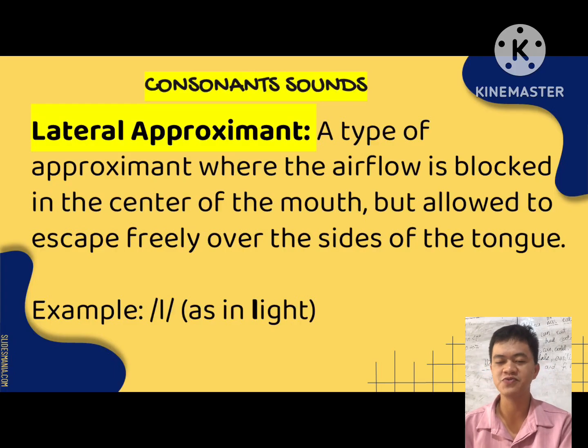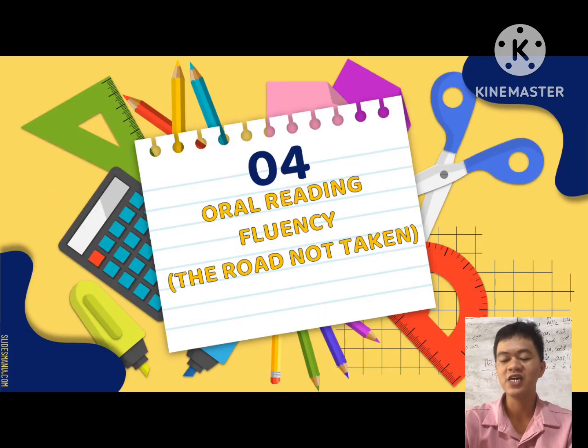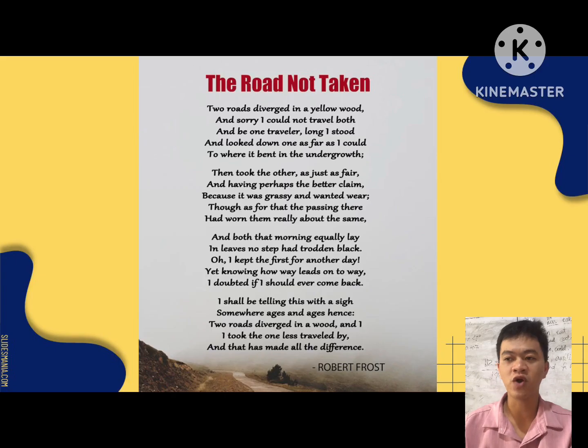Okay, very good, students. We're done discussing the sound system of the vowels and consonant sounds. So at this point, we're going to have the oral reading fluency, which is from the poem The Road Not Taken. So I will read a poem out loud, focusing on the clear natural flow. So you're going to pay attention to the vowel sounds and try to articulate the consonant sounds clearly, especially those at the ends of the words. Okay, so The Road Not Taken by Robert Frost.